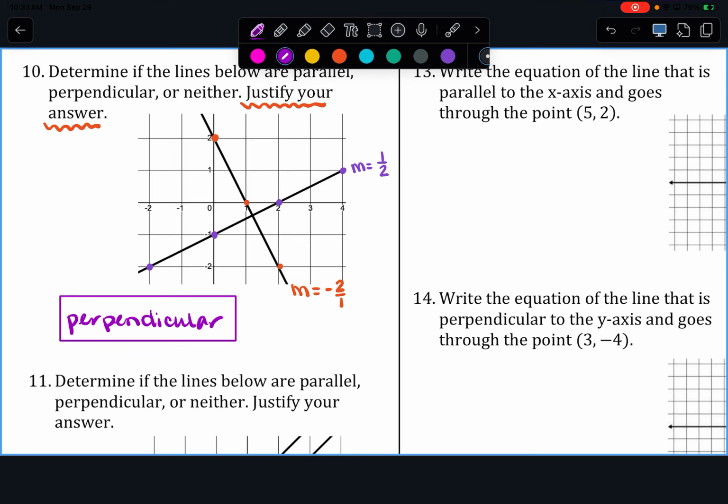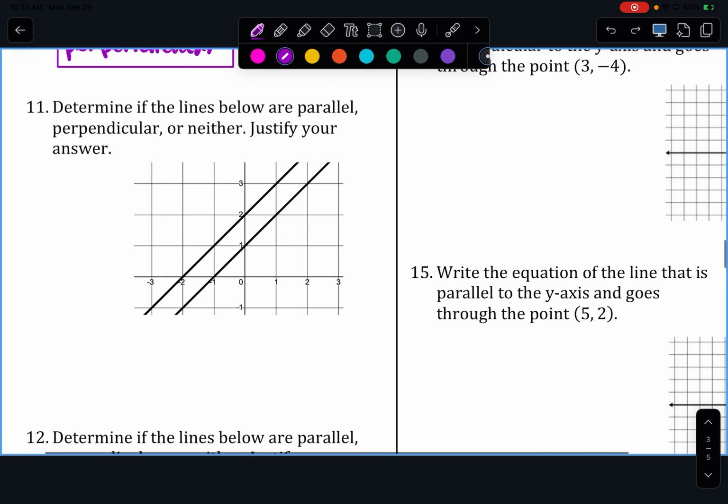And as far as justifying, this is your justification, right? That's really all I want to see. If you want to write, because the slopes are opposite reciprocals, then you can. But I want to see those opposite reciprocals, right? So just make sure you're showing me your math.